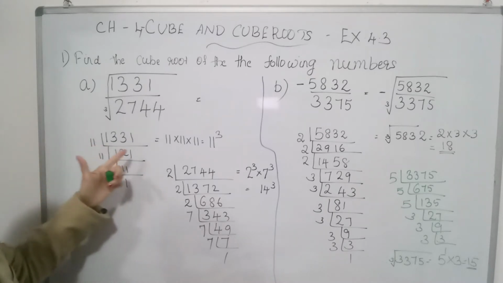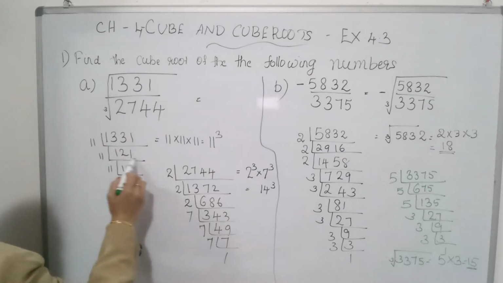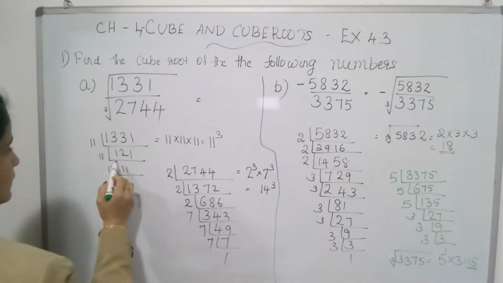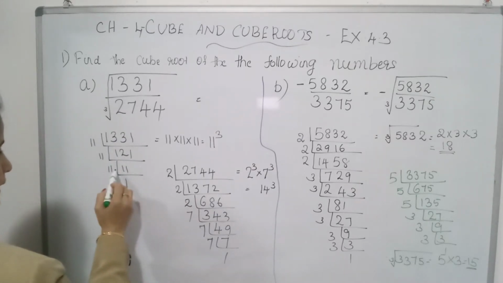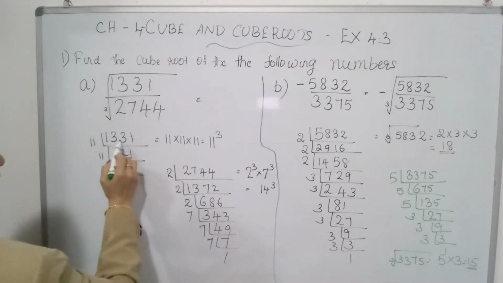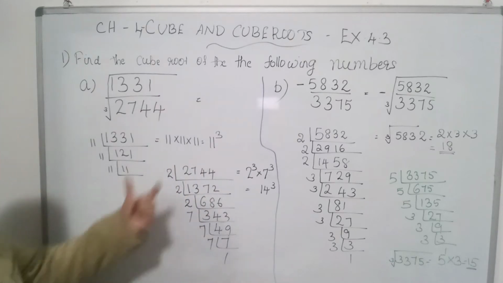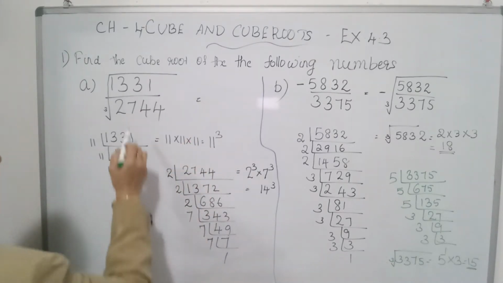So you divide this by 11 and you will get 121, and divide this again by 11. You will get 11 and again by 11. You got 1331 as 11 into 11 into 11. So 11 cube. Now take the denominator.